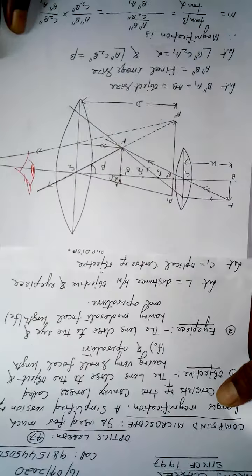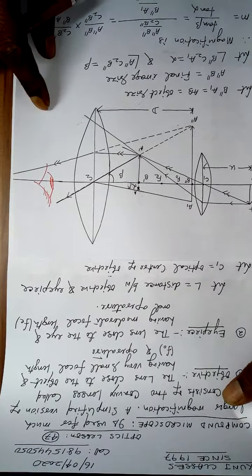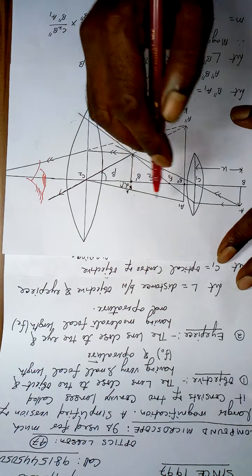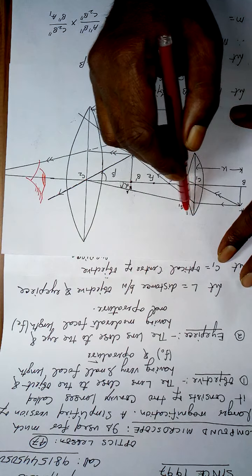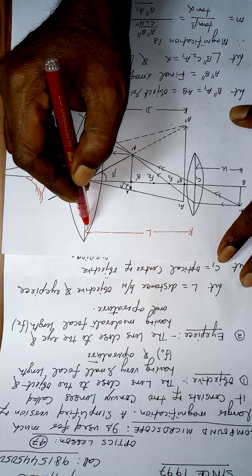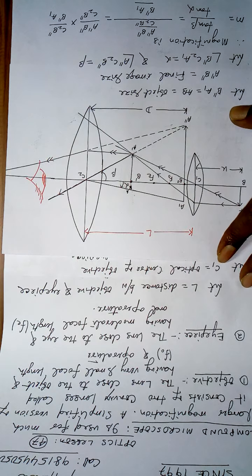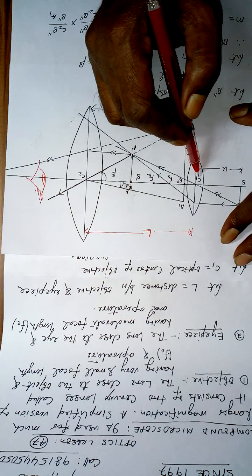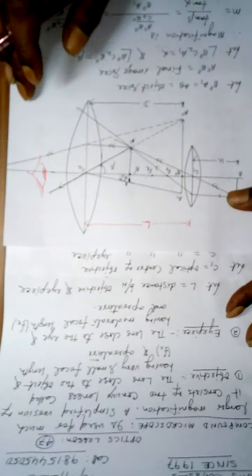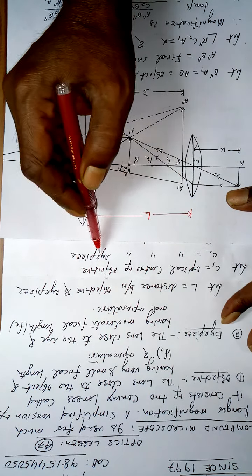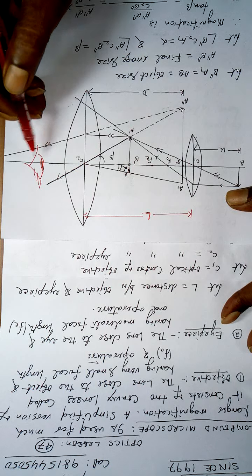Now let capital L be the distance between the objective and the eyepiece, from here to here. Both the lenses are fixed inside a tube, so you can say the length of the tube is also capital L. Let C1 be the optical center of this lens called the objective, and C2 the optical center of this lens, which is called the eyepiece.